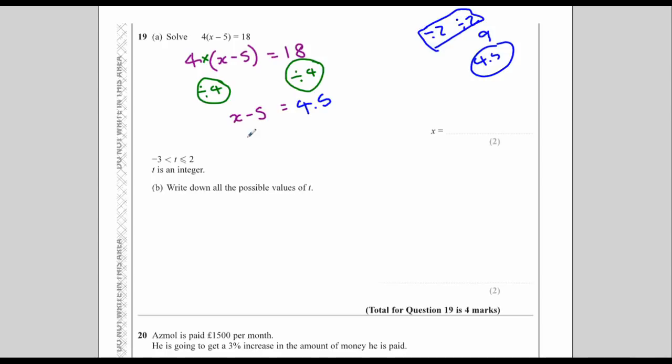So now we want x on its own, so we want to get rid of this minus 5, which we do by adding 5. You have to do the same to both sides. So x equals 9.5 as your answer.